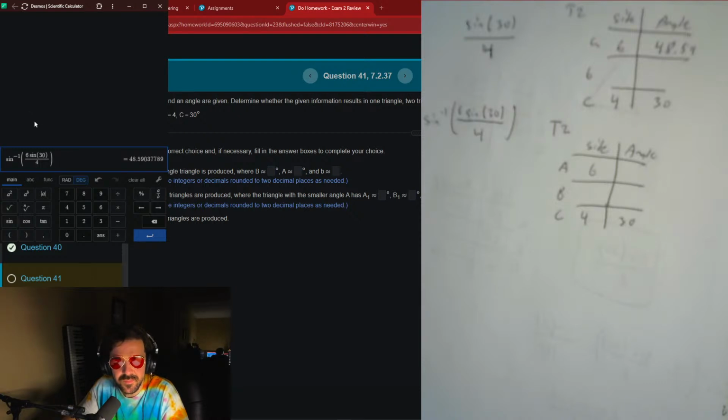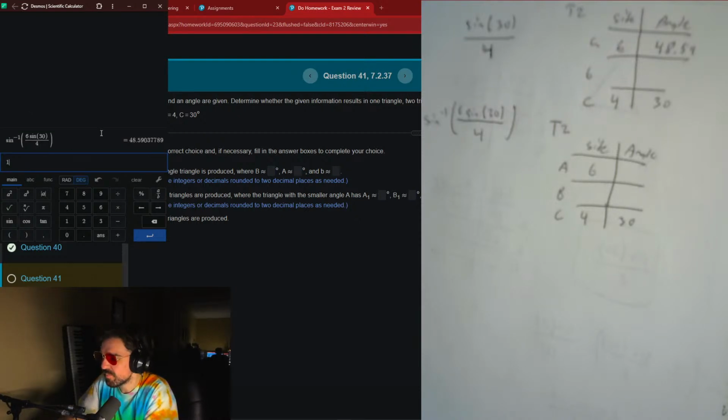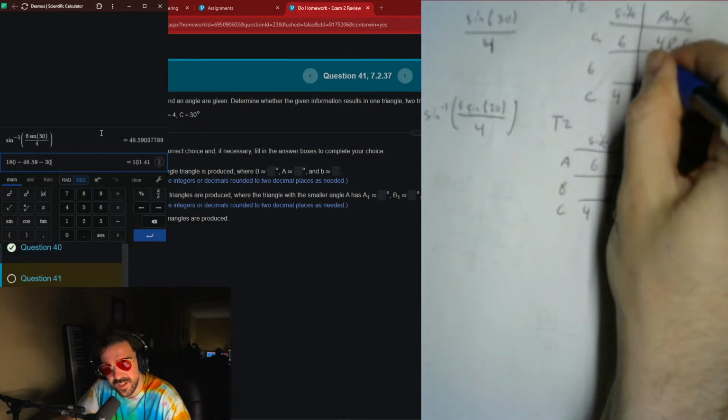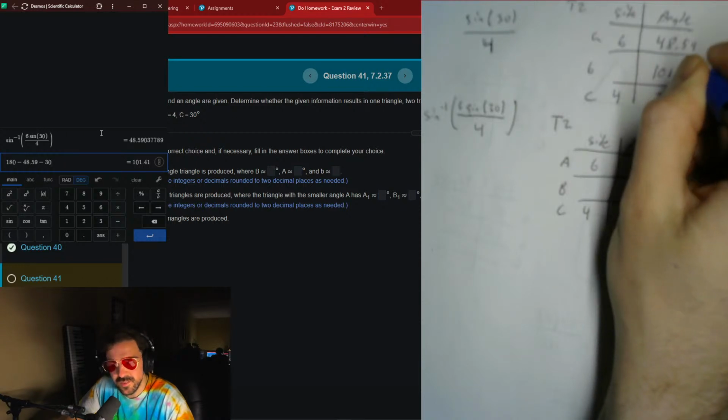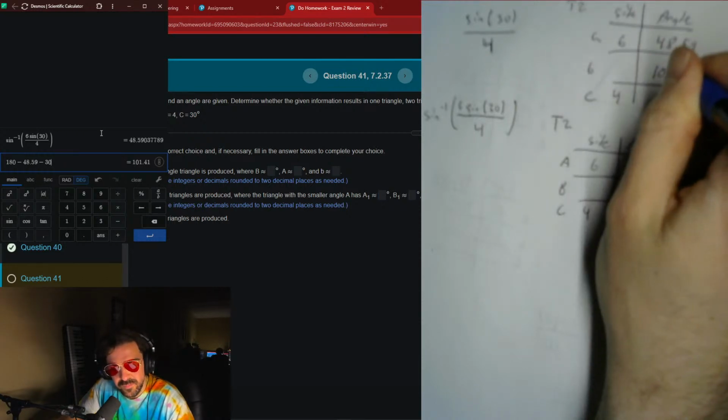So now we can do 180 minus 48.59 minus 30. Now I'm still not 100% sure on how to do this part, but for the first triangle it gives us 101.41 as our third angle.